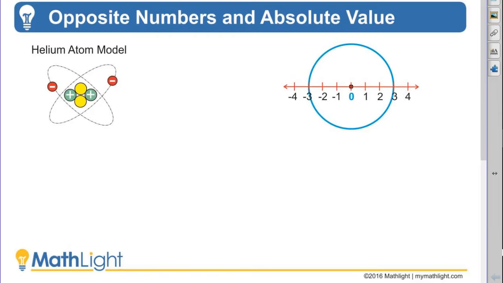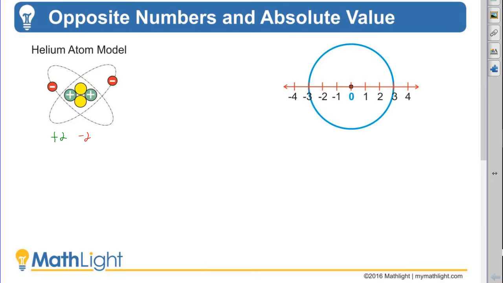All right, so back to our quick review, and we want to talk about opposite numbers and absolute value, and I want to review these with you. So again, I've got my helium atom model, and if you remember, inside the nucleus there are two protons. Each proton has a charge of +1 for a total of +2, right? And you remember what flies around the nucleus? Those are electrons. Each electron has a charge of -1 for a total charge of -2.